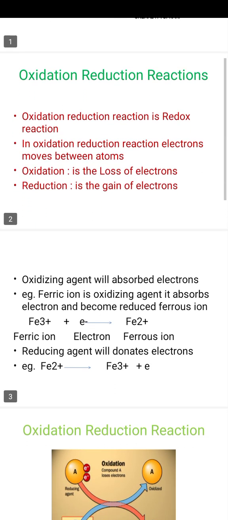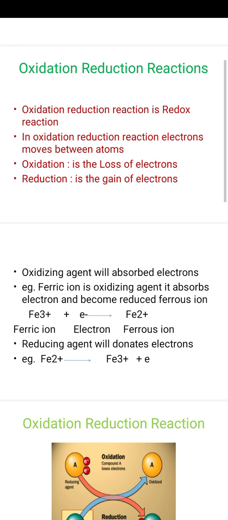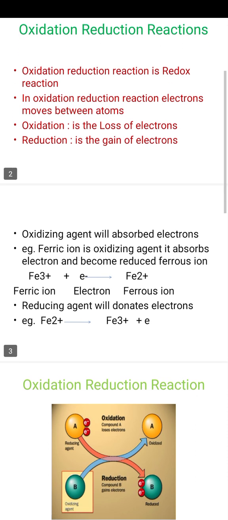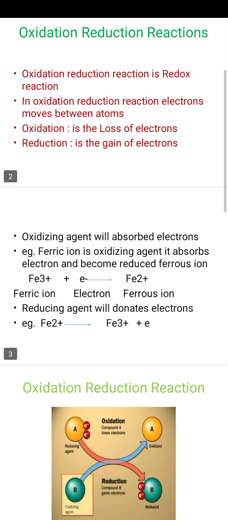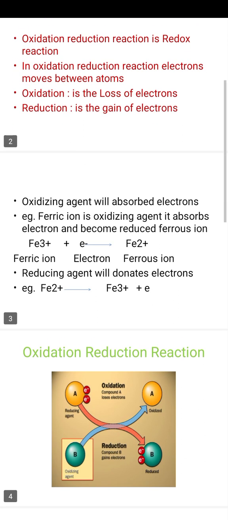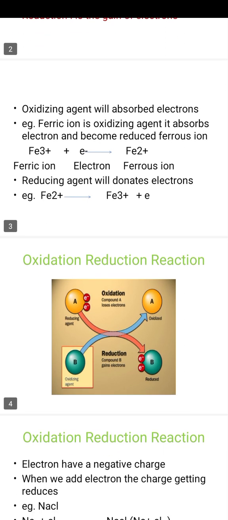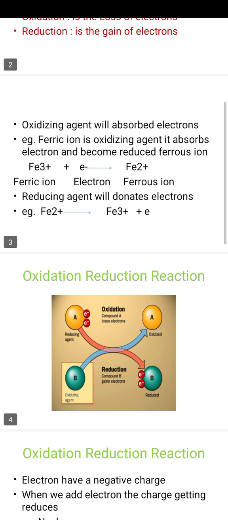When atoms lose their electrons, the process is called oxidation. When atoms gain electrons from another atom, this is the reduction reaction. For example, an oxidizing agent will absorb electrons.